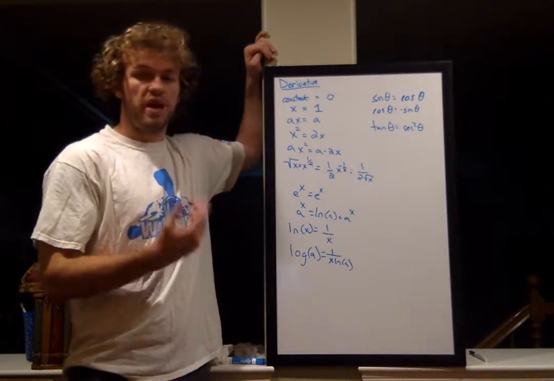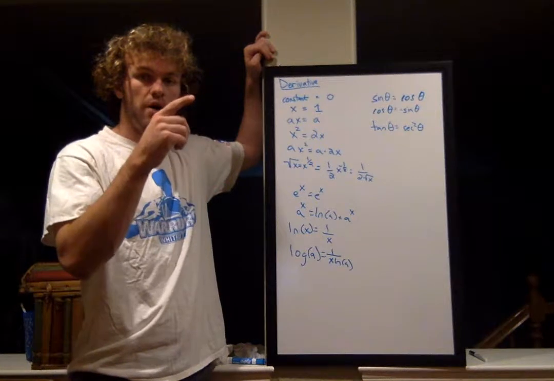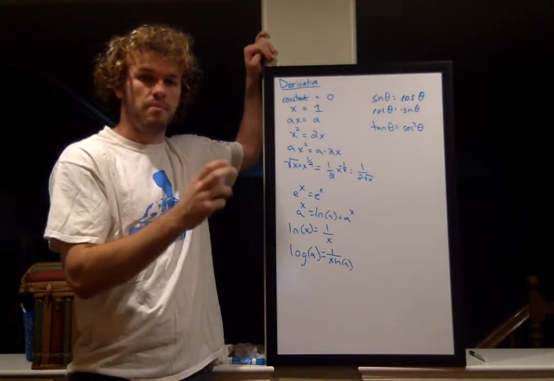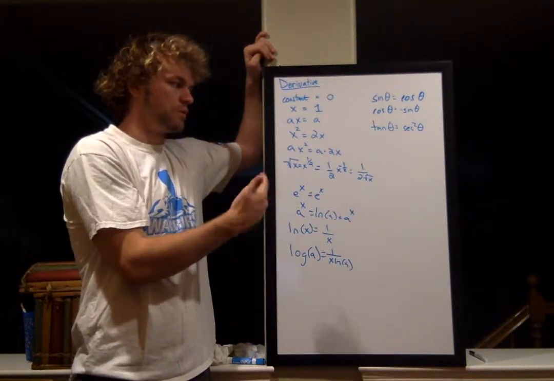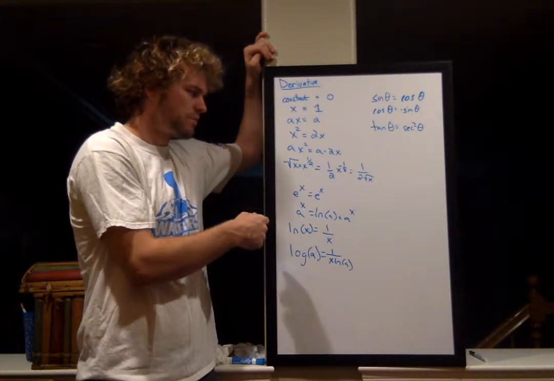The derivative of x squared is 2x, and the way it works for these is it's x raised to the 2 power. You bring the power down and you multiply the x by the power, so it just becomes 2x. Ax squared equals a times the derivative of x squared, which is just 2x.